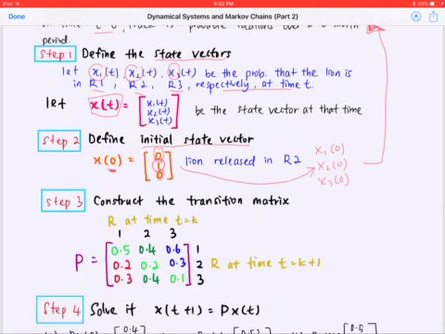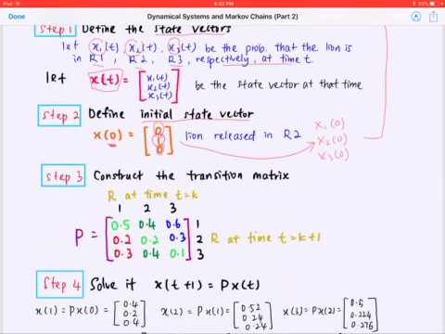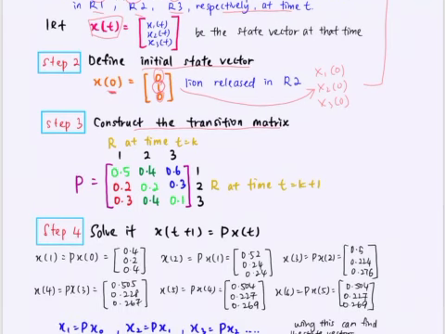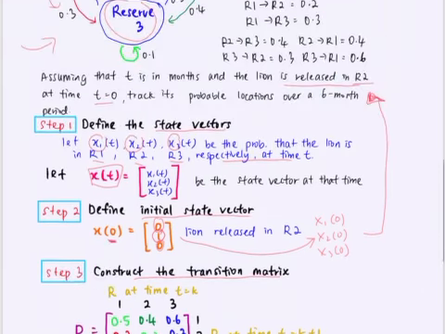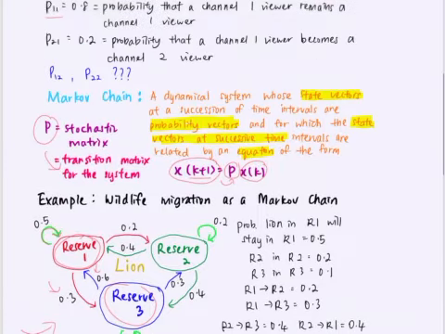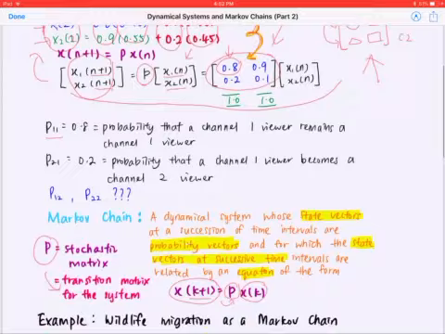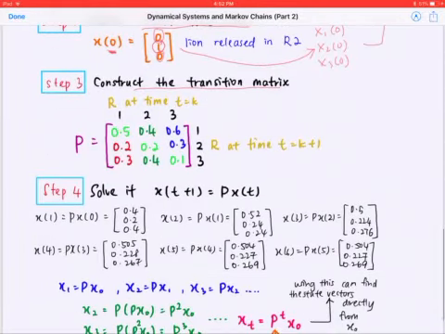So once you have the state vectors and the initial state vector, the third step is to construct the transition matrix. Remember I told you in the class, or maybe I showed you here, how to construct the stochastic matrix, this one. The rows here correspond to region 1, 2, 3, and the columns here 1, 2, 3.